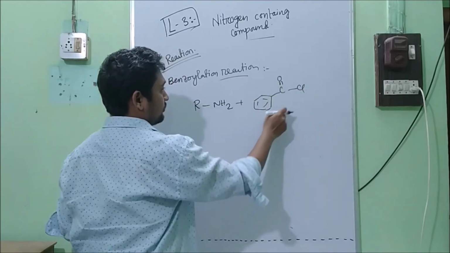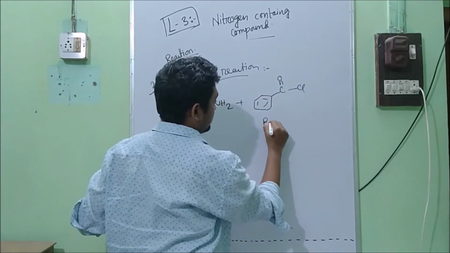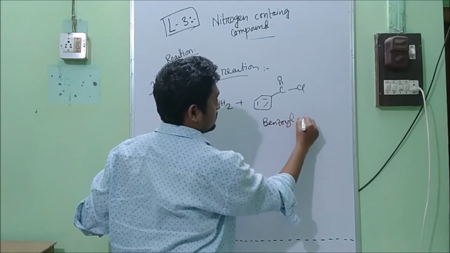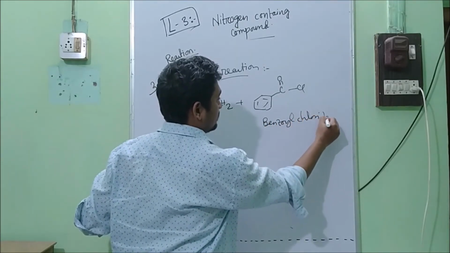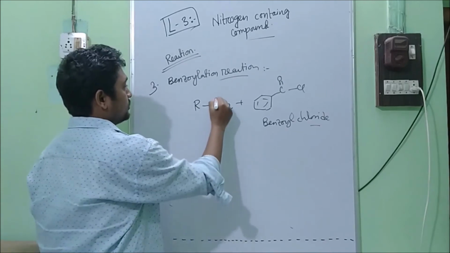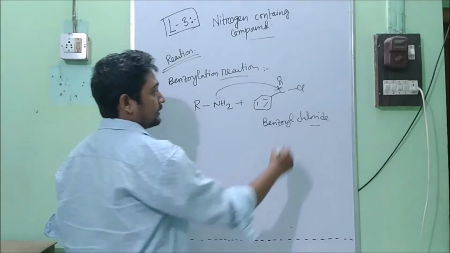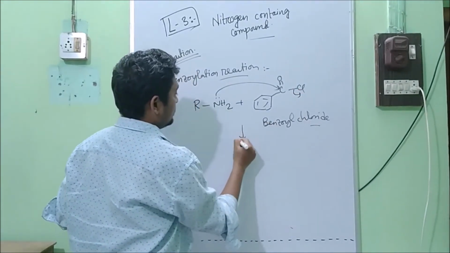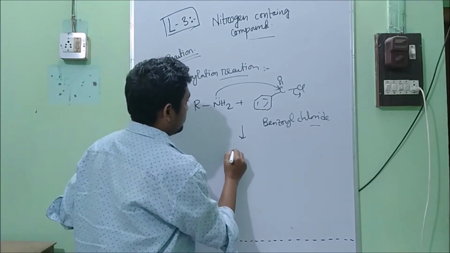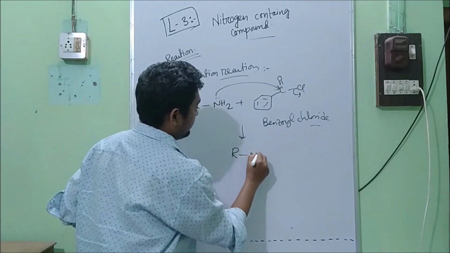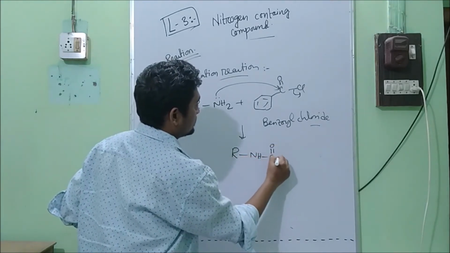This is the benzoyl group, and its name is benzoyl chloride. The lone pair will attack this carbon center and chlorine will leave. Then we will have NHCO.